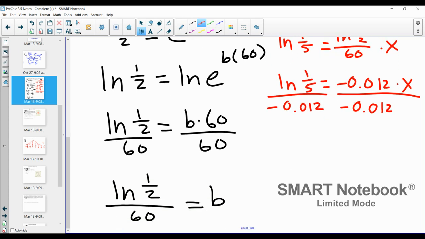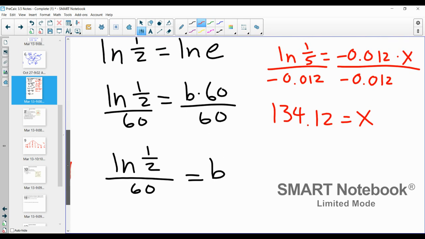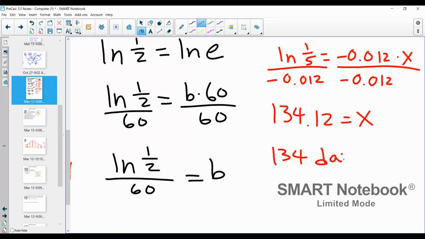And I have the ln of 1 divided by 5 divided by negative 0.012. And that gives me 134.12 equals x, which I believe is going to tell me the days. I believe that is days. So a little over 134 days. It's going to take for the radiation to go down 20%.